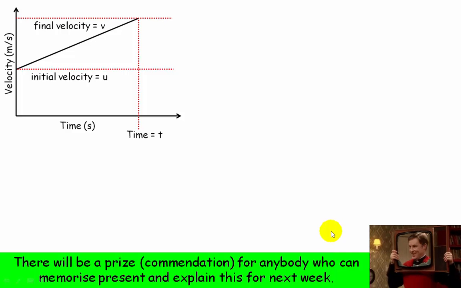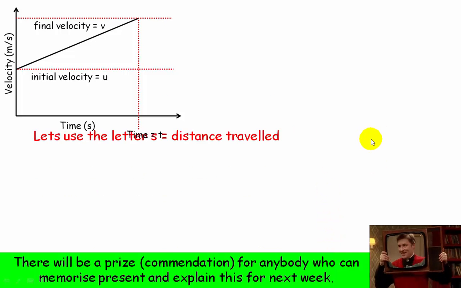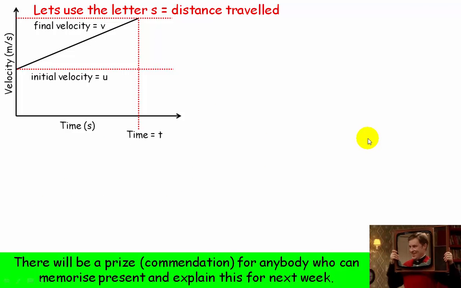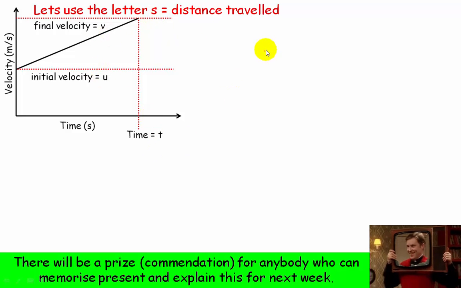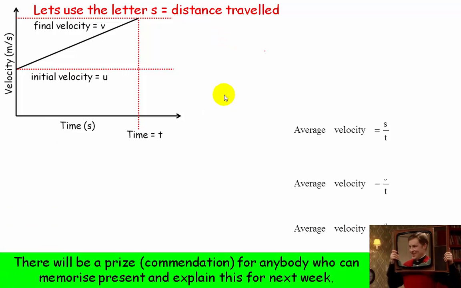The text in red is just the explanations. So, first things first, we've already encountered the letters u, v, and t. These letters represent initial velocity, final velocity, and time. And now we've got s for distance. Okay, so let me just switch to present mode.